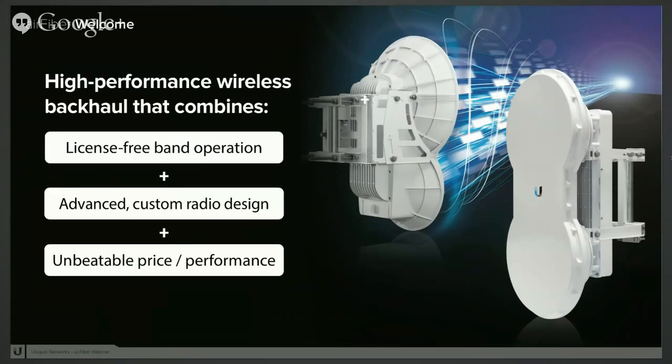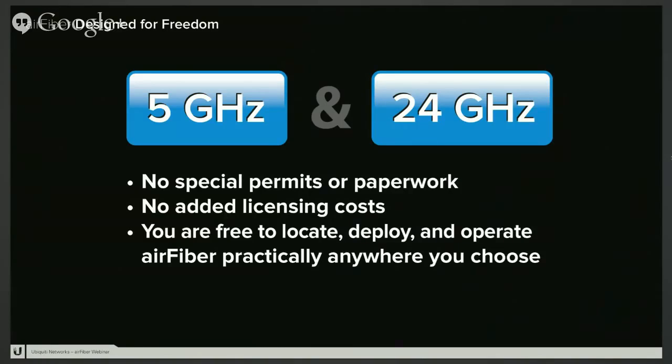All right, so what is AirFiber? Well, AirFiber is high-performance wireless backhaul that combines license-free band operation, advanced custom radio design, and Ubiquiti's unbeatable price to performance. So, what does this all mean? Well, it means that AirFiber is designed for freedom. As you know, we operate in the 5 and 24 gigahertz spectrums, and that means that there are no special permits or paperwork, or added licensing costs when you deploy. You are free to locate and operate AirFiber practically anywhere you choose.